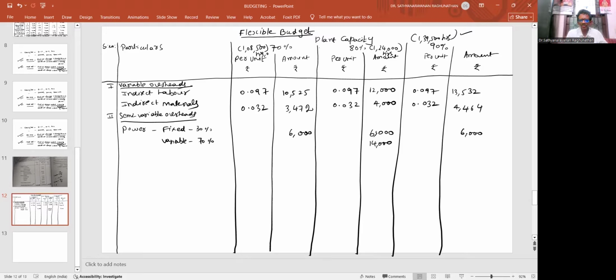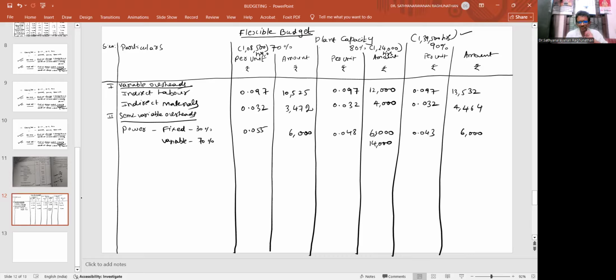Now you calculate the per unit. Okay. Now I am going to calculate the per unit for 70%. 6,000 divided by 1,08,500. 0.055. Here for 80%, 6,000 divided by 1,24,000. 0.048. And then for 90%, 6,000 divided by 1,39,500. 0.043.